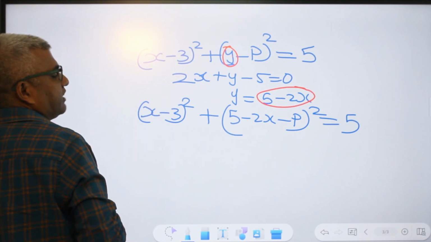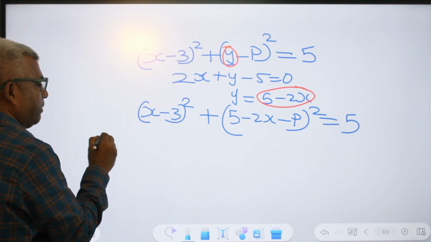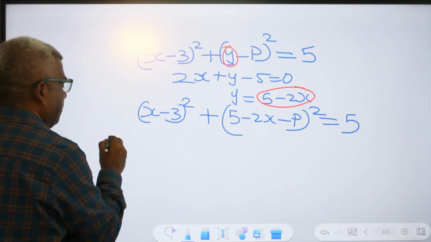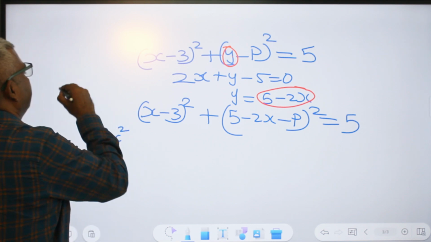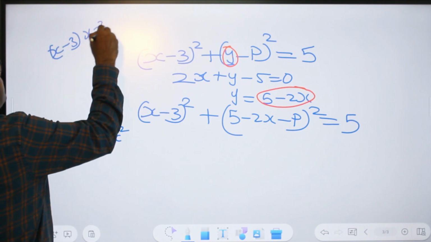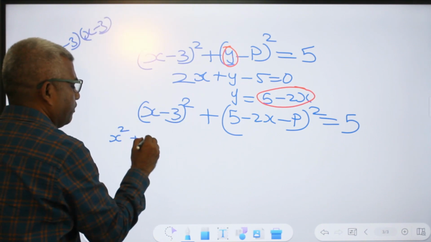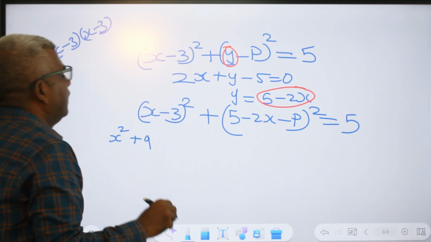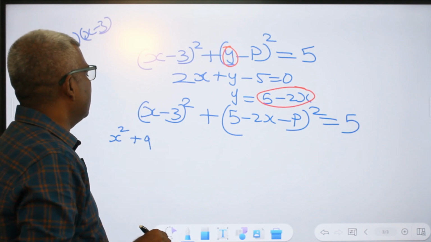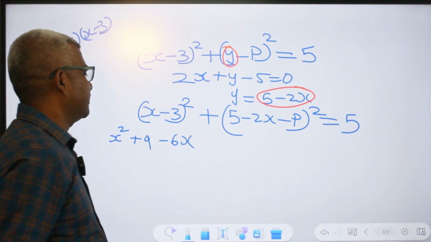(x minus 3) whole squared, how to do it? (a minus b) whole squared is a squared plus b squared minus 2ab. Or you may expand like this: (x minus 3) times (x minus 3). If you are very good in formula, you do it. That gives x squared plus 9 minus 6x.